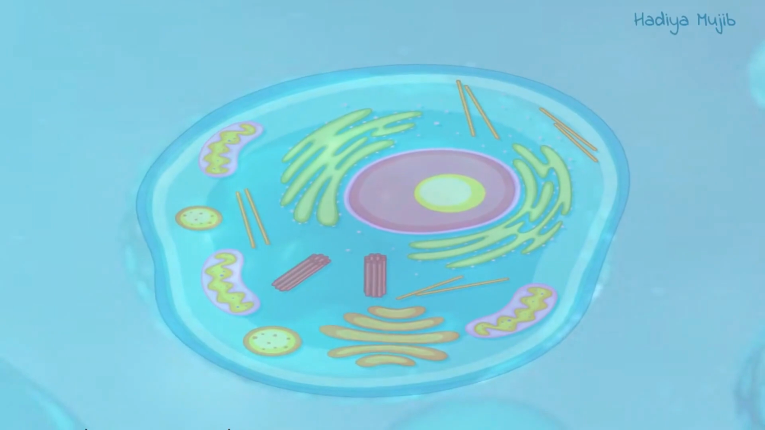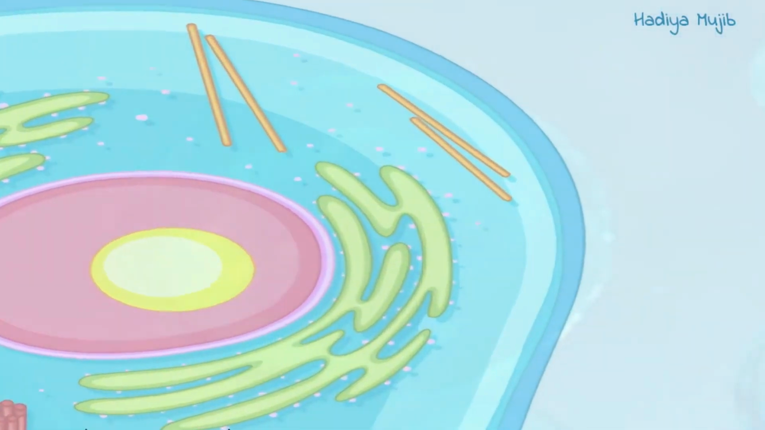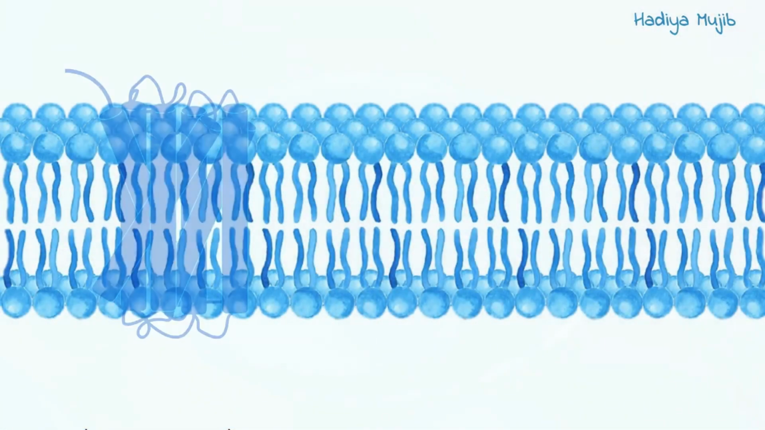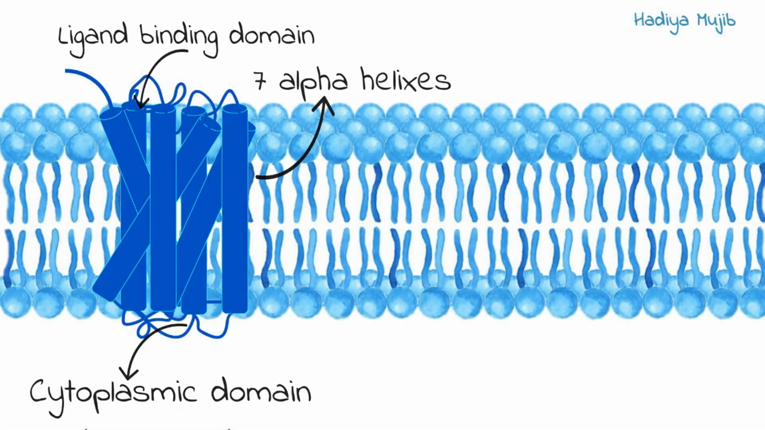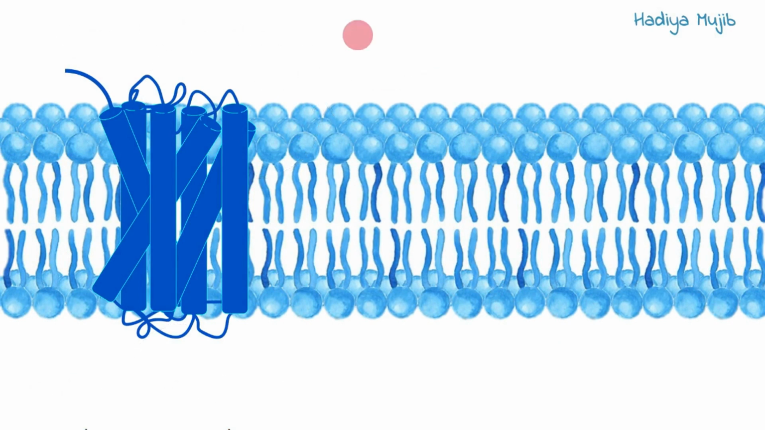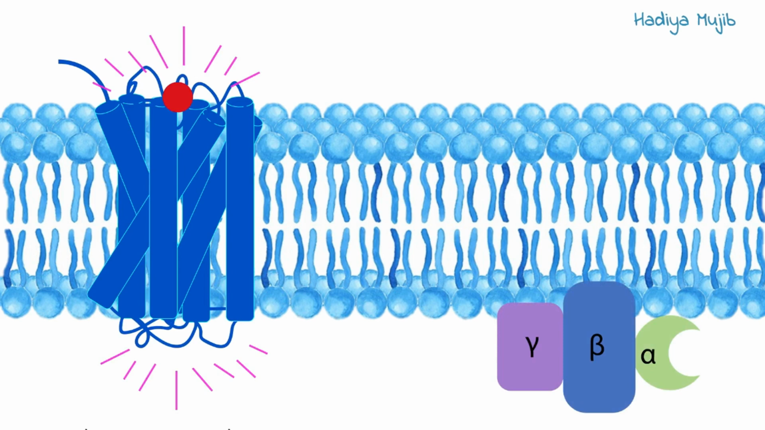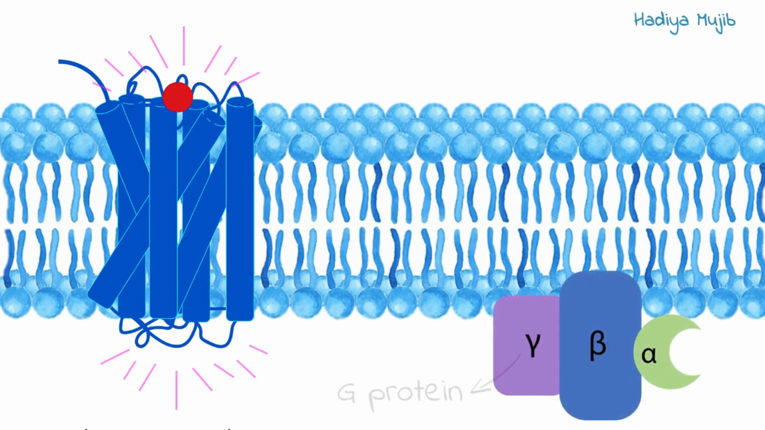The G protein coupled receptors are the largest family of membrane receptors found in eukaryotic cells. Many G protein coupled receptors have 7 alpha helical transmembrane domains and a large extracellular ligand binding domain. When a protein ligand binds to the extracellular domain, the receptor undergoes conformational changes and gets activated. Upon activation, the cytosolic region of the activated receptor then activates a trimeric GTP binding protein called the G protein.